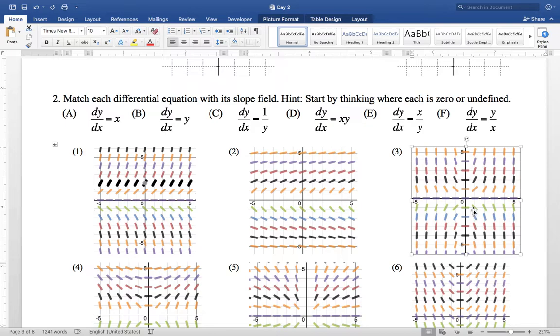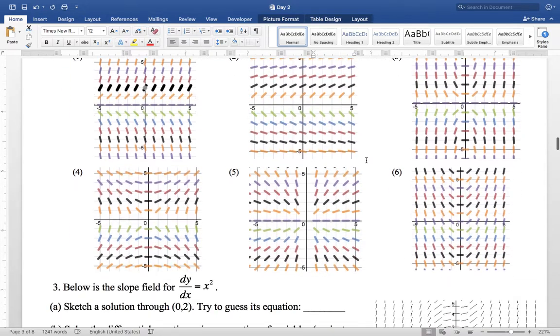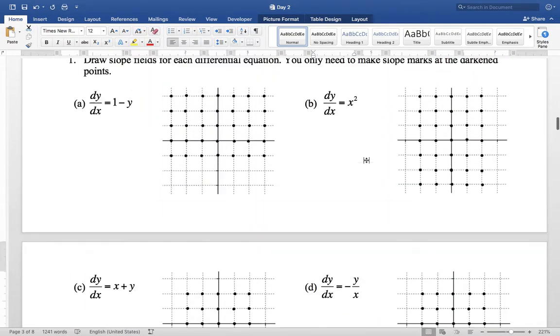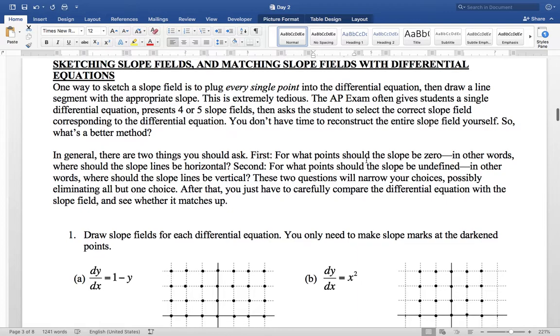Because if you look, along the x-axis, the y-coordinate is 0. Well, if y is 0, that's going to force this quantity to be 0. Slopes are flat. Along the y-axis, the x-coordinates are 0. So that's going to force this quantity to be 0 as well. So it's really those kinds of arguments that you want to be looking for in matching up the differential equations with their slopes. And that's what I was getting at here.